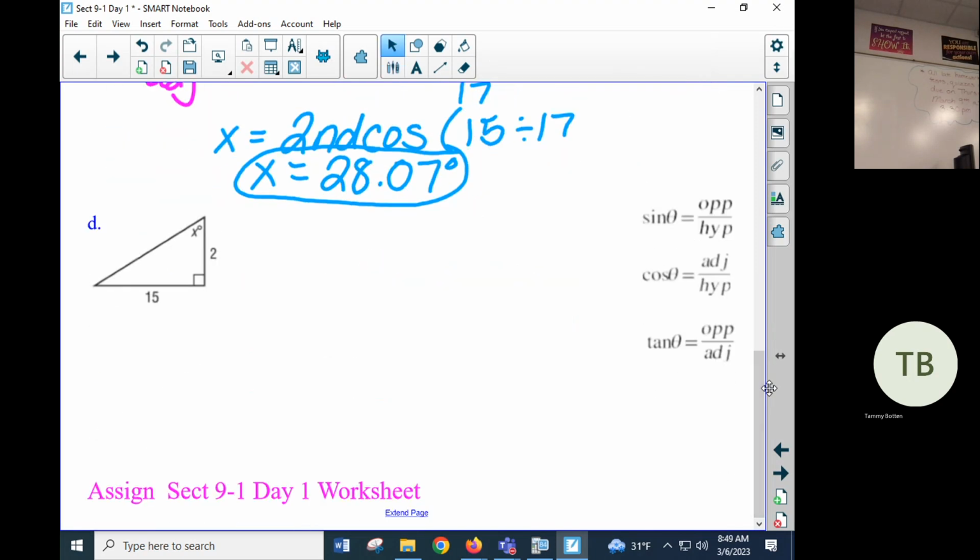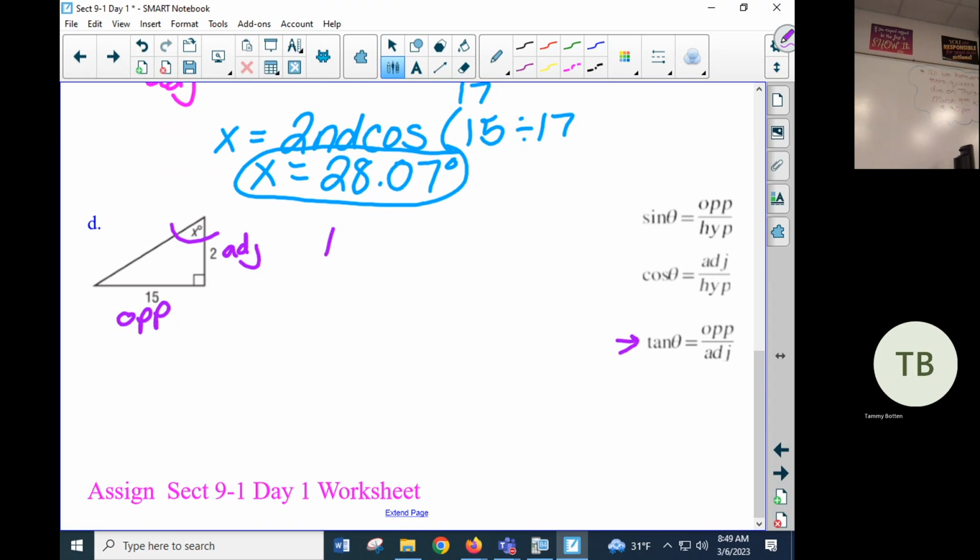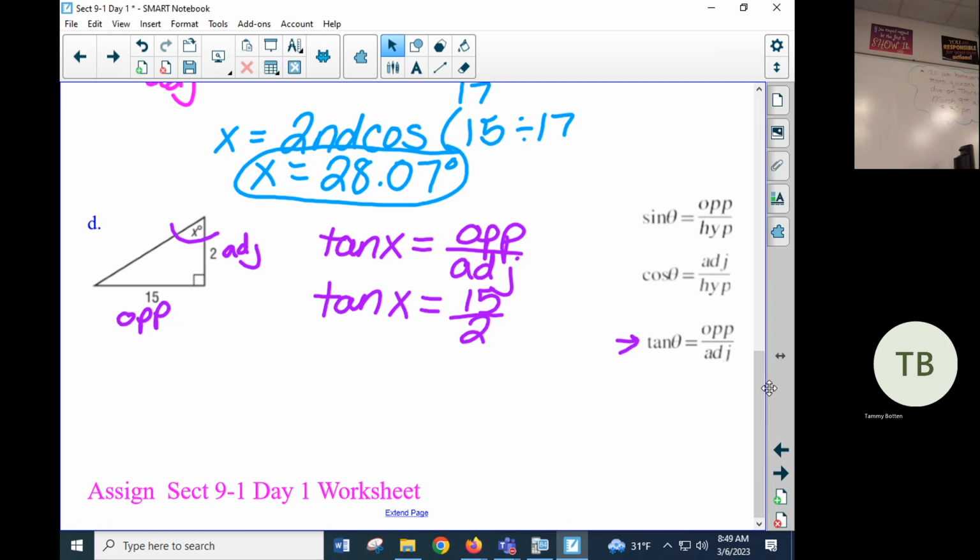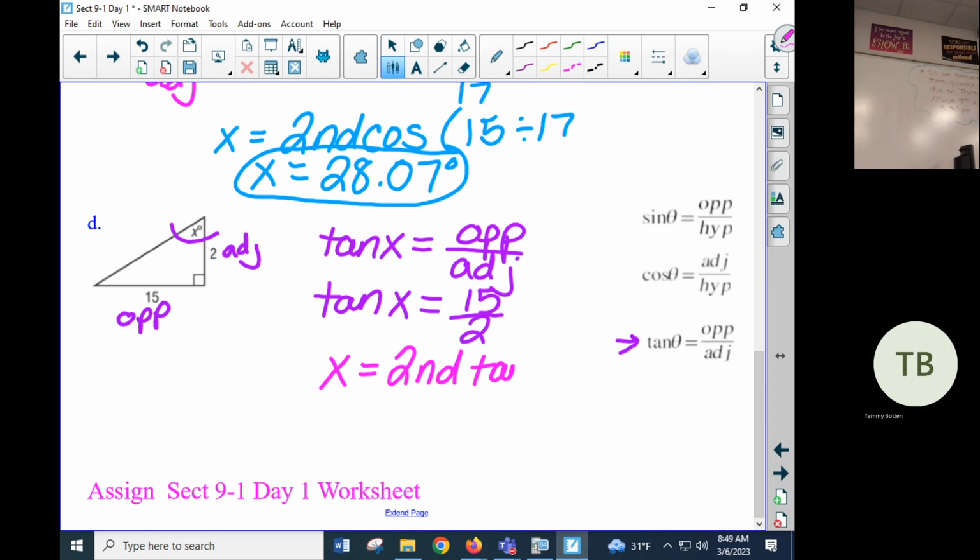Then we'll do one more and then we'll be done. So this one, here's my angle. The 15 is across, that's opposite. The 2 is in between the right angle and the angle, so that's adjacent. The trig function for opposite over adjacent is tangent. So I'm going to go tangent of x equals opposite over adjacent. When I substitute in, opposite is 15, adjacent is 2. And these are the ones where I use second tan because I'm looking for an angle. So I'd go second tan, parenthesis will come up, and I do 15 divided by 2. And second tan 15 divided by 2, I got 82.41 degrees.